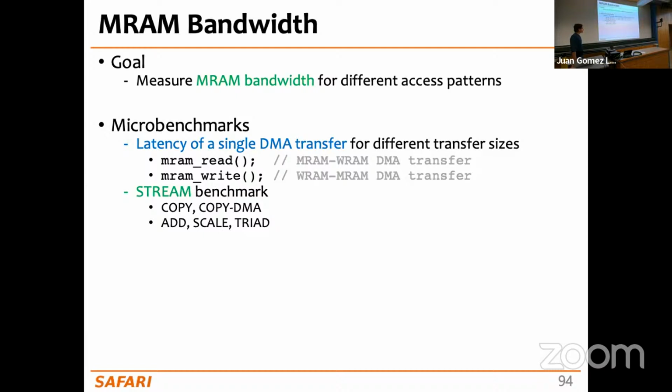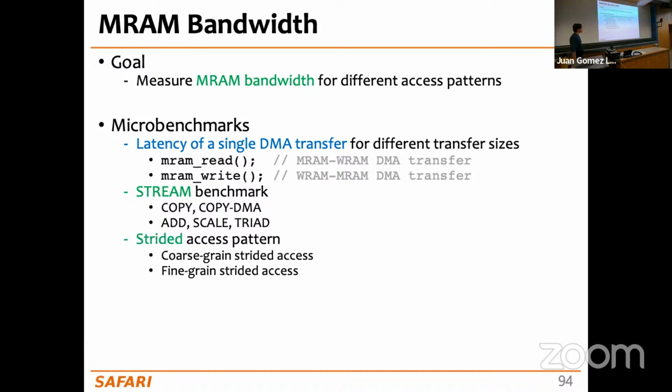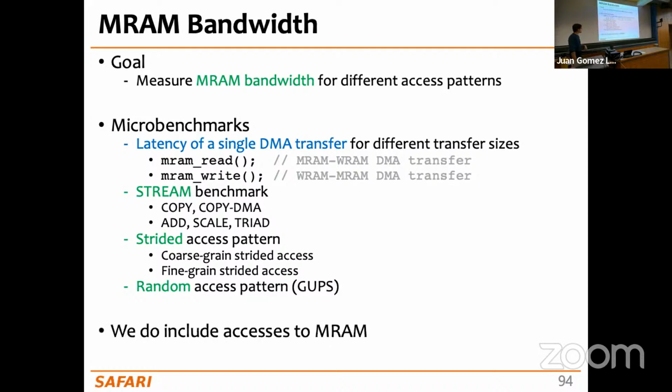And then after measuring the latency, we are going to measure the bandwidth of different types of accesses, like a stream, also strided accesses. A strided access happens when there is a regular or constant distance between 2 consecutive accesses, but this distance is more than one. That's what we call a strided access. And random accesses as well, when the addresses that we access in every single iteration are completely random.